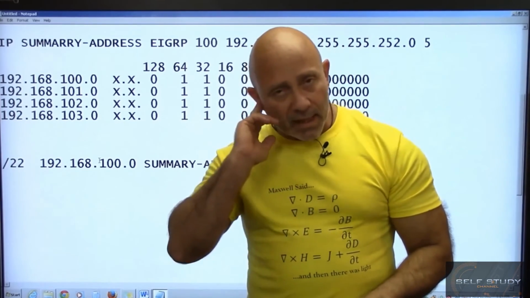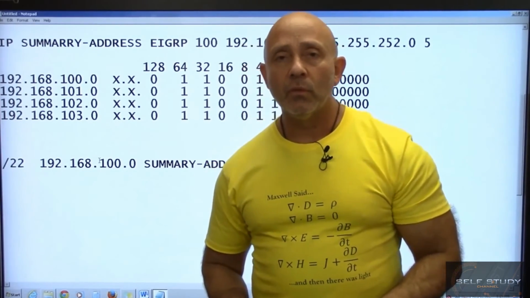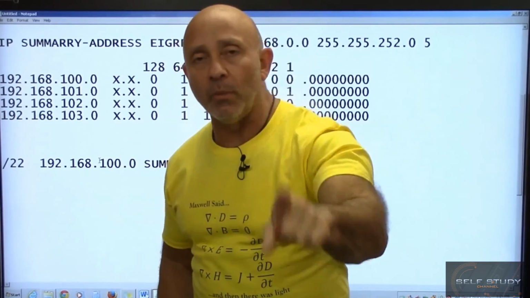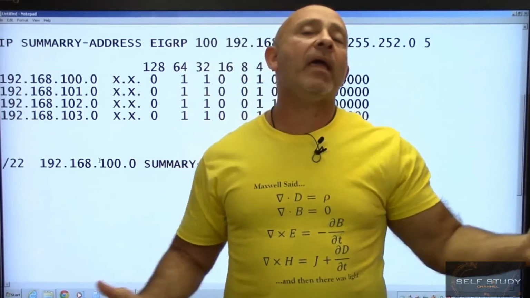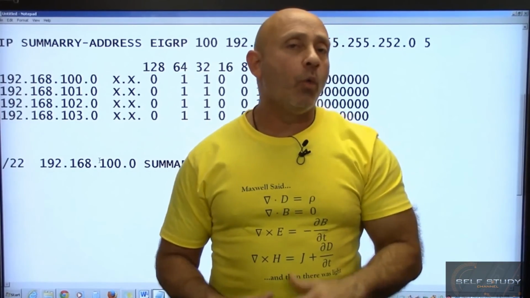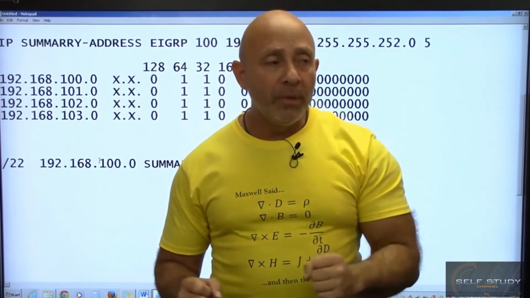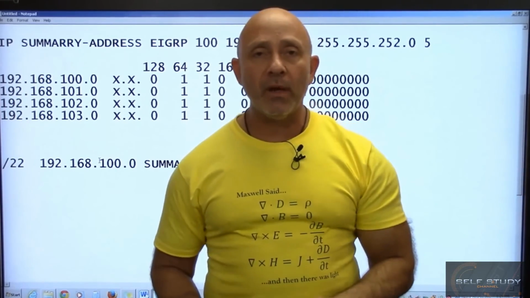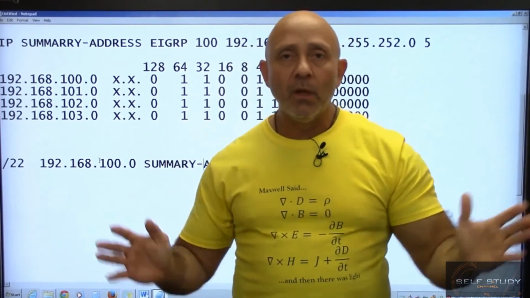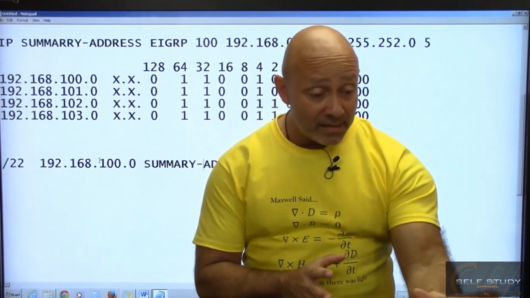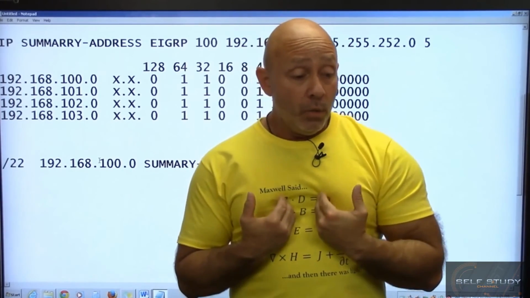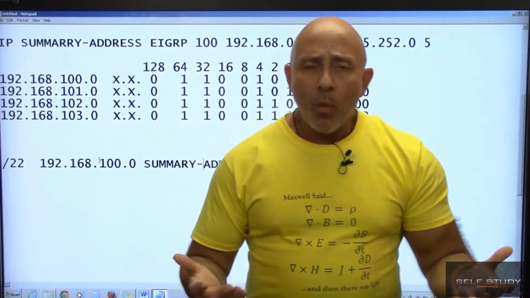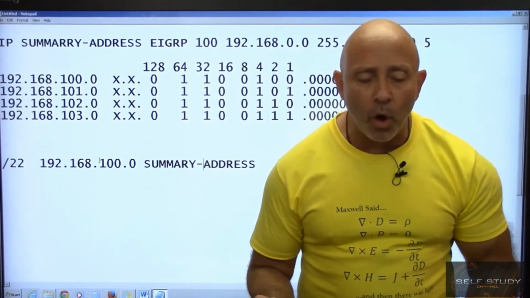But sometimes in the test, they don't give you addresses to summarize. They actually give you a summary address. And then they'll tell you, hey, what networks or what IPs will be forwarded if you're using this summary address. So you need to know the range of addresses that exist under this summary address. Well, it should be 100, 101, 102, 103. But how will we find out? We will do our same procedures that we would always do.